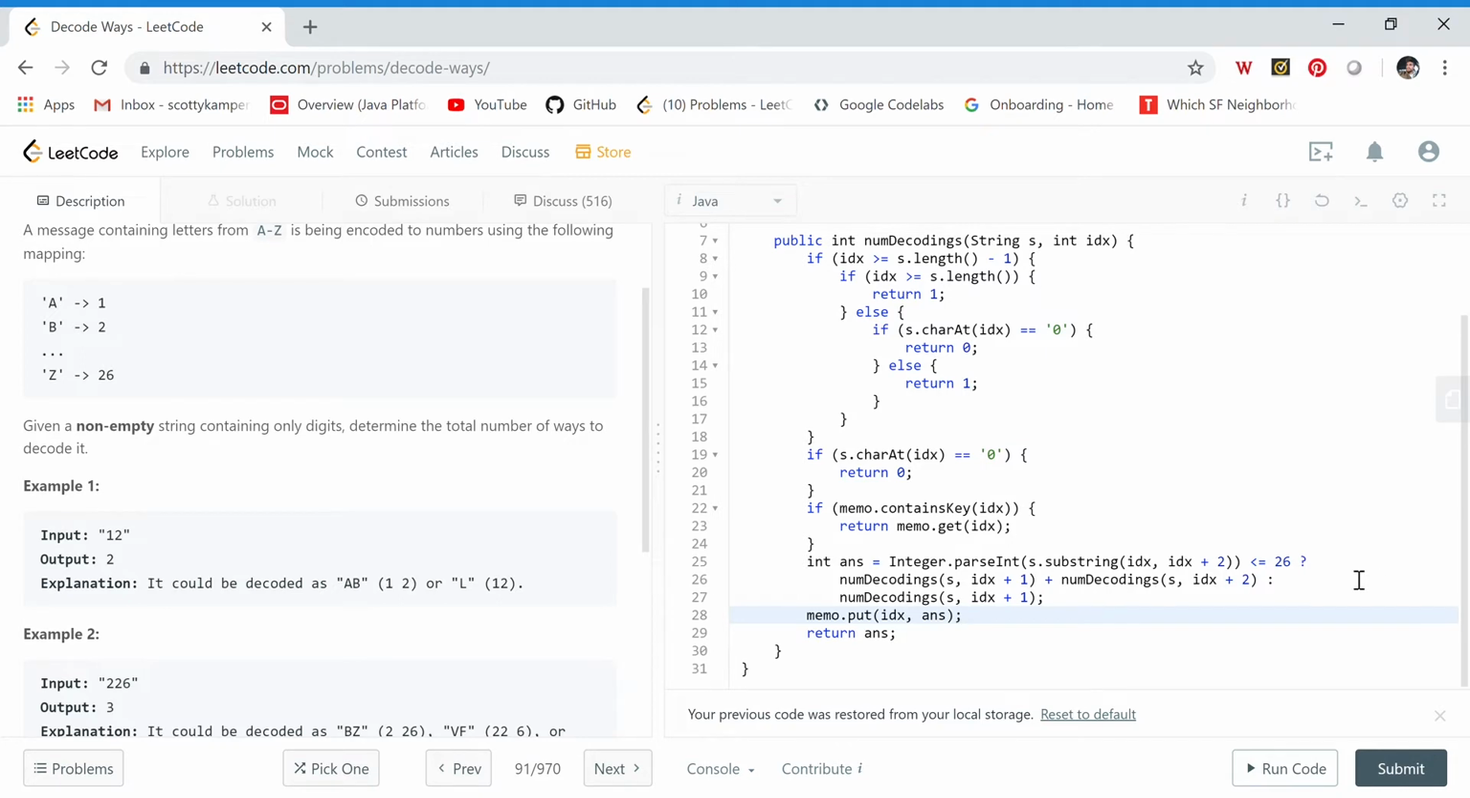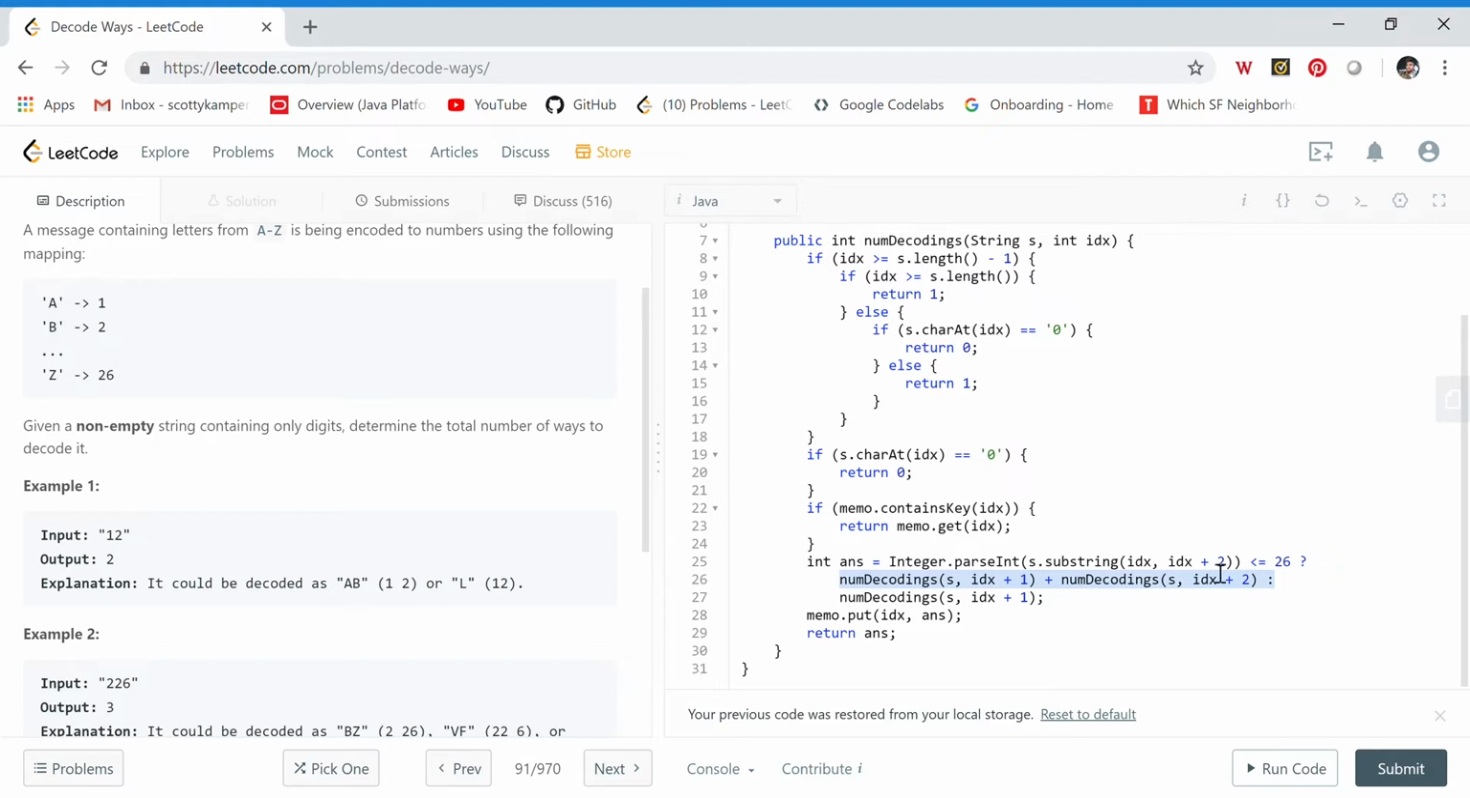Okay? So here's how we make the decision right here. So it's in a ternary form. So if the integer represented from index to index plus 1 is less than or equal to 26, then the number of ways to decode that string are the number of decodings of s index plus 1. Okay, that's where we just take 1. That's where we just take the first number, and then we decode the rest of the string, plus the number of ways to decode s from 2 past the index, where we take the next two.